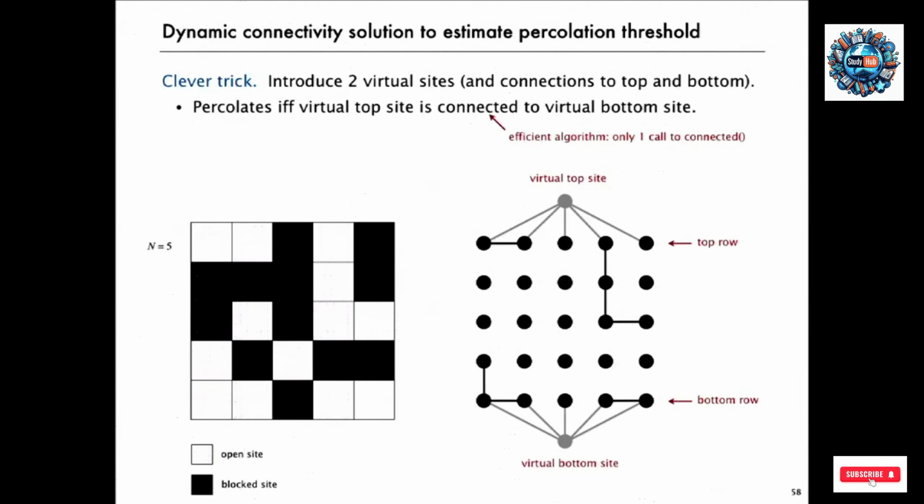Instead, what we do is create a virtual site on the top and on the bottom, and then when we want to know whether this system percolates, we just check whether the virtual top site is connected to the virtual bottom site.